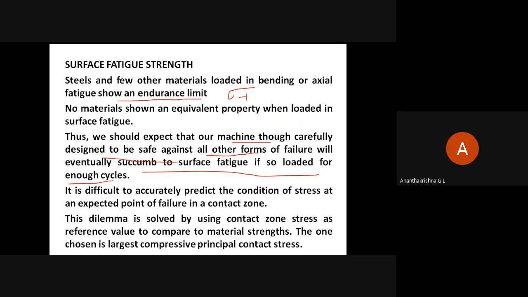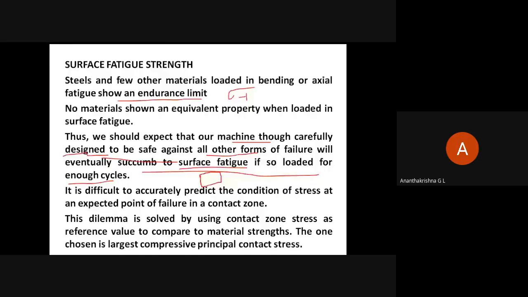That is, even though we design the components or a machine so that the induced stress is always less than the yield stress of the material, the failure is going to occur because of surface fatigue, okay? Surface fatigue is the crack that is generated on the surface of a component. Why this happens is because poor surface finish of the component will lead to crack nucleation and crack propagation. And also, it is difficult to accurately predict the condition of stress at an expected point of failure in a contact zone.